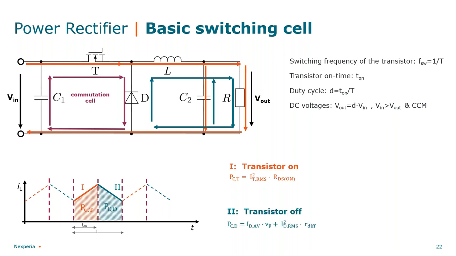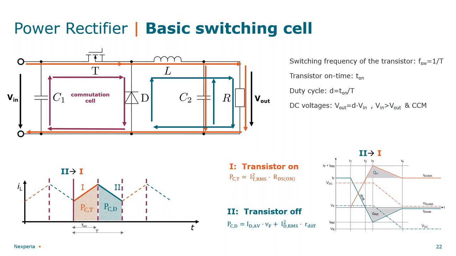In the period where the diode is conducting, so the transistor is off, the diode, of course, suffers from conduction loss, which is equal to the average current times the forward voltage plus the product of the diode root mean square current squared times the differential resistance. Now, at the point where the current is commutating from the diode to the transistor, we will have the reverse recovery loss. And here we see again the idealized waveforms for the reverse recovery loss.